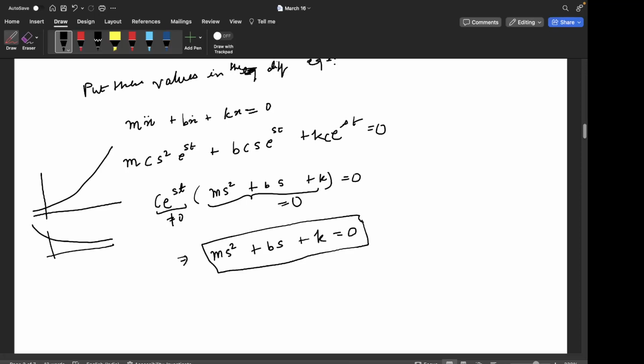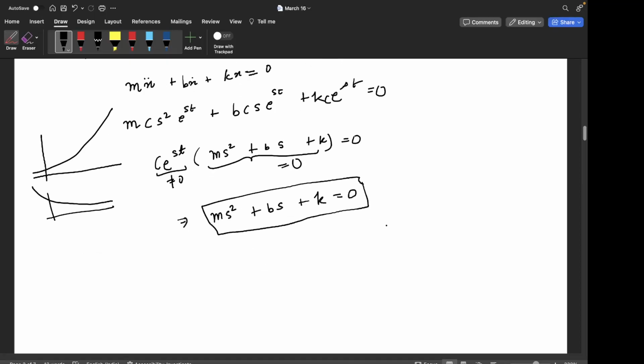This equation. First think about what's the type of this equation. Quadratic. Yeah, this is a quadratic equation. So for a quadratic equation we have the closed form formula for the roots, right?